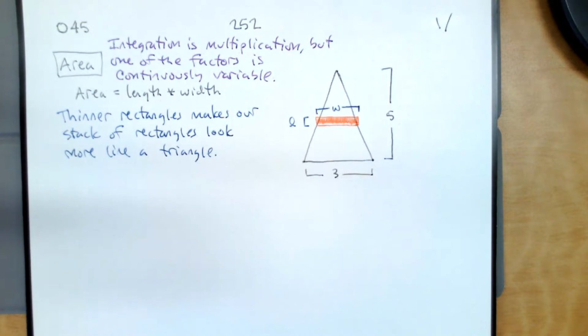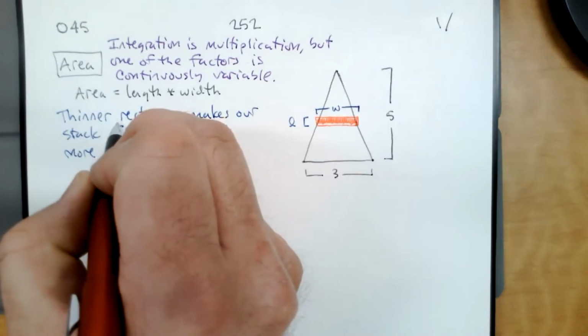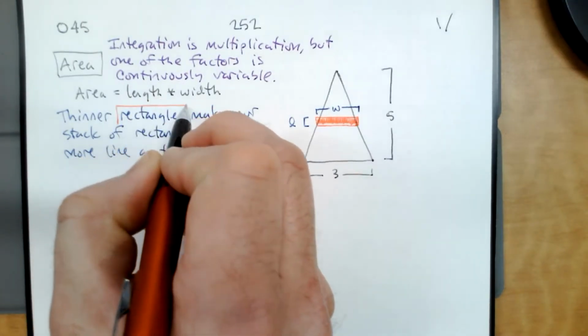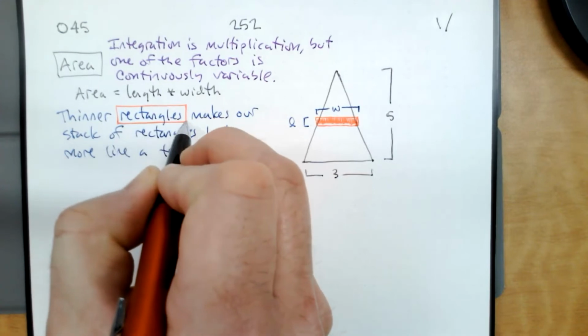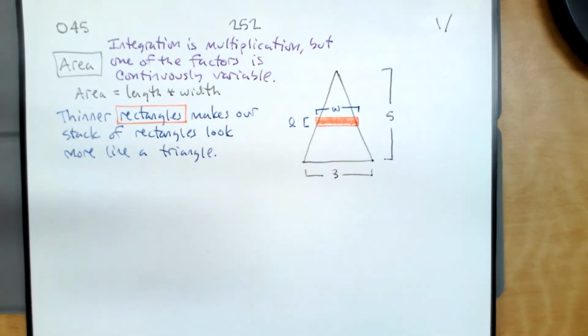Thinner rectangles make our stack of rectangles look more like a triangle. Questions? All right. So that's the first step. We've got to view this triangle not as a triangle, but as a bunch of rectangles.